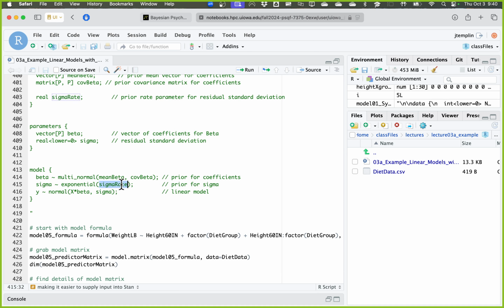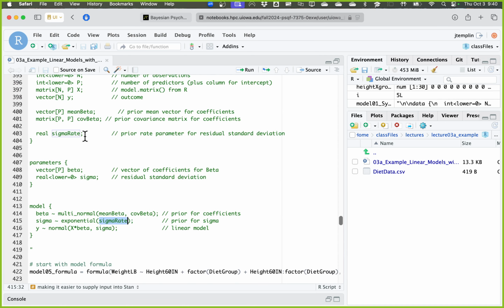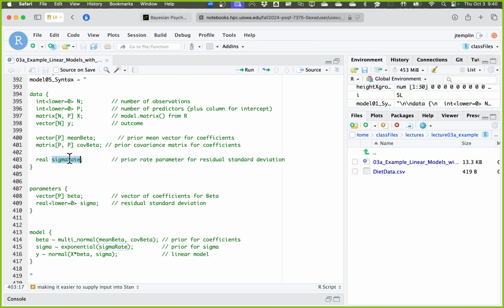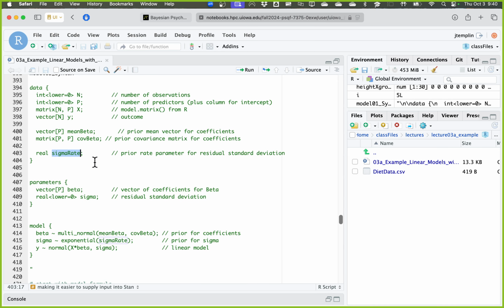Let's make it an input variable into Stan. This will keep us from having to recompile our Stan code every time we want to change the value of the hyperparameter. Right? If we wanted to determine whether or not our hyperparameters were the right ones, if we had too informative of a prior or less informative of a prior. Right? So here the sigma rate parameter will show up in our data step as a real number. That's our prior rate parameter. How are we doing so far? Any questions on that prior?